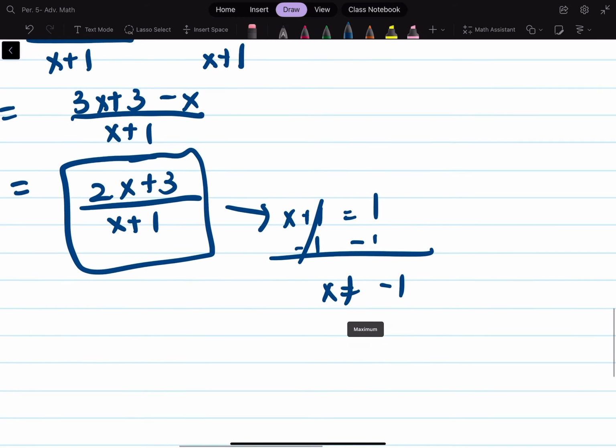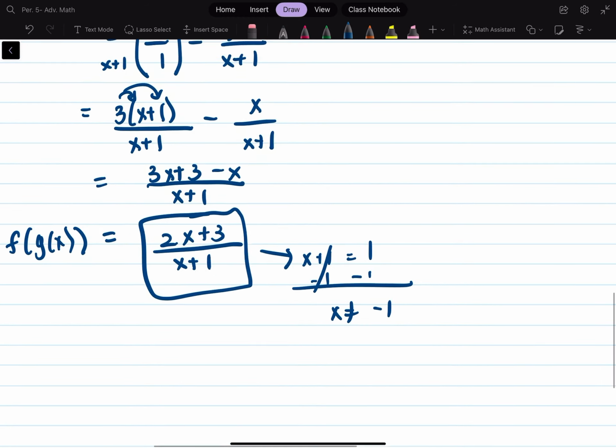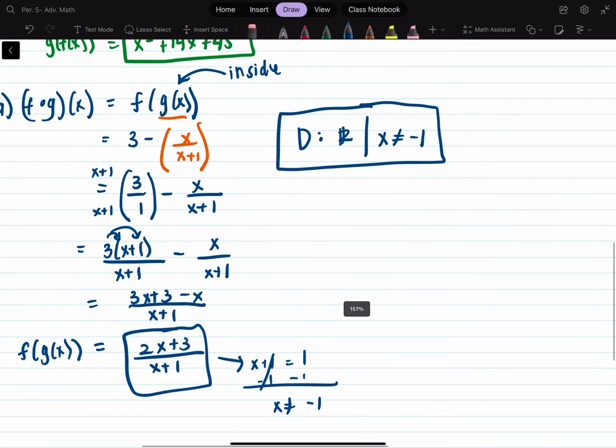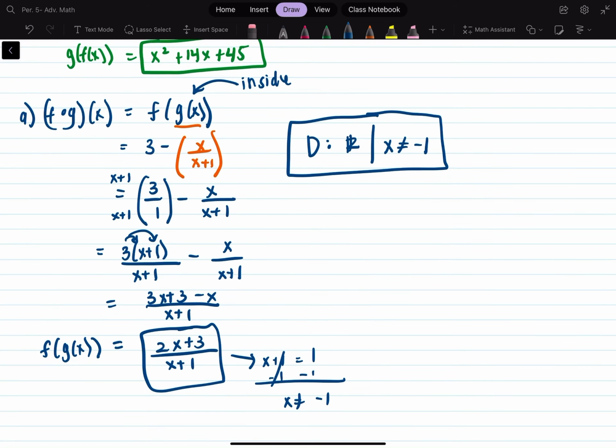But let's just say, for example, if I got a different number here, then you would also need to add that second number in our domain. But in this case, since it's the same number, you would just say that the domain is all real numbers, but you have to exclude x is equal to -1. Alrighty, so there's that one example.